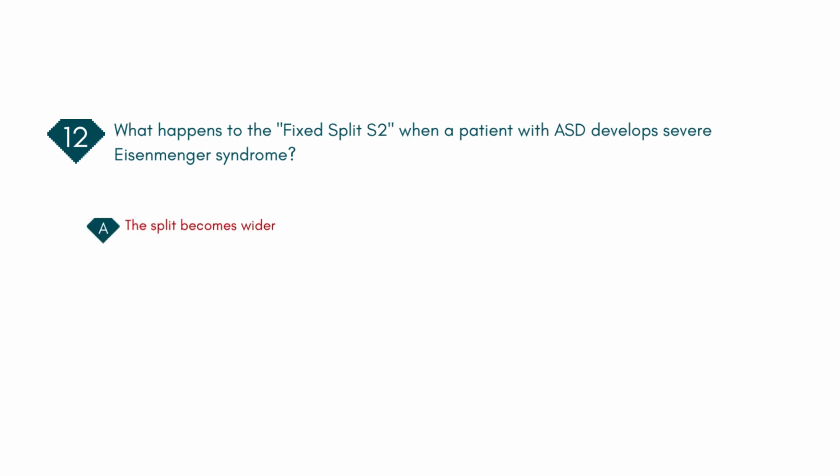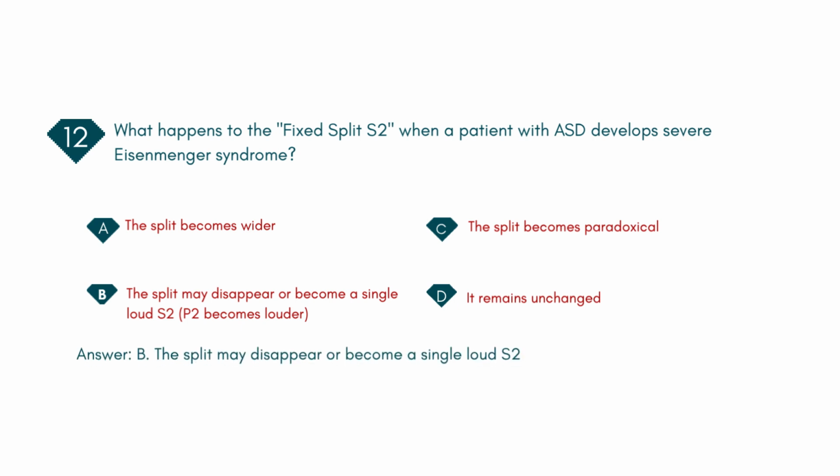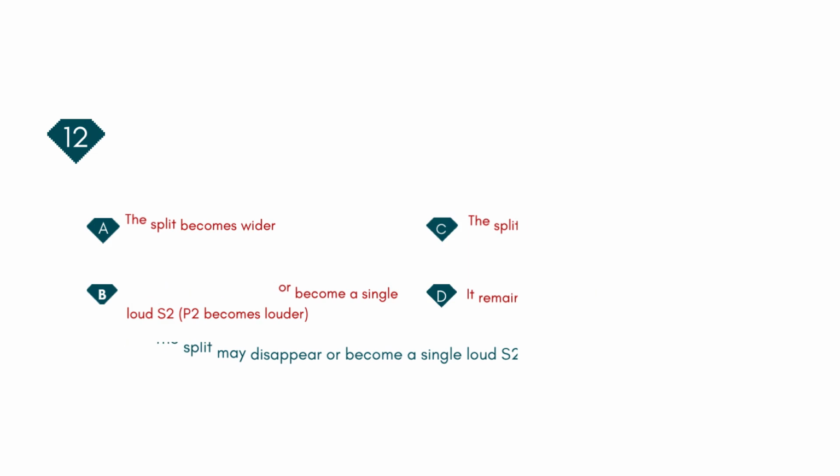What happens to the fixed split S2 when a patient with ASD develops severe Eisenmenger syndrome? A. The split becomes wider. B. The split may disappear or become a single loud S2, P2 becomes louder. C. The split becomes paradoxical. D. It remains unchanged. Answer: B. The split may disappear or become a single loud S2.